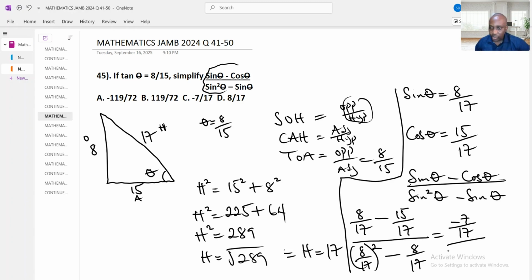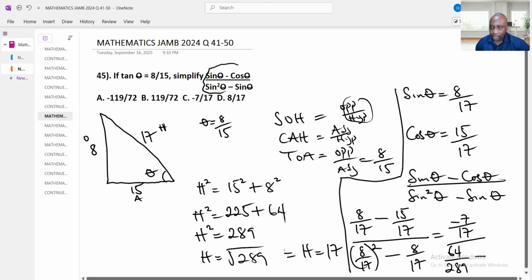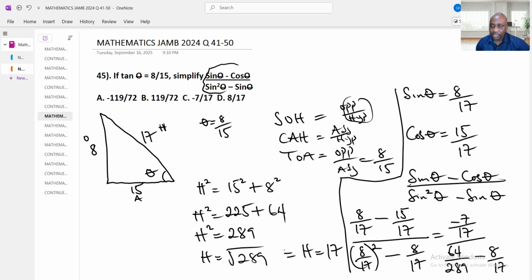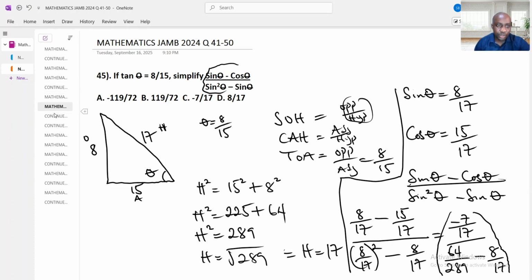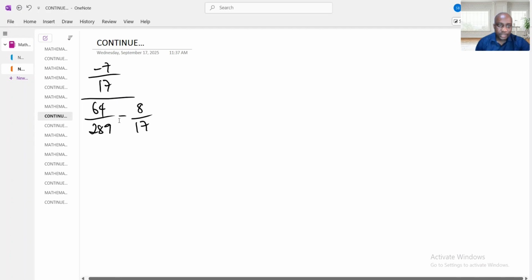Therefore, we have 64 divided by 289 minus 8 over 17. Yes, this space is filled up. Let's go to the next space so that we continue from there. I will just transfer this one to the next page so that we continue from there. Yes, we have minus 7 over 17 divided by 64 over 289.